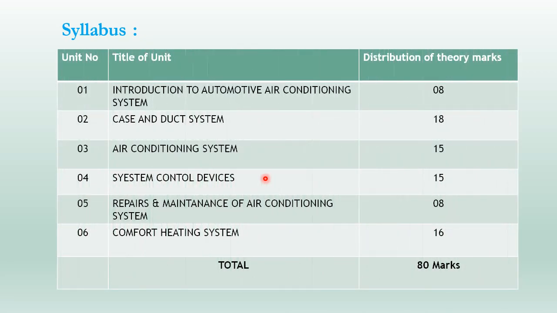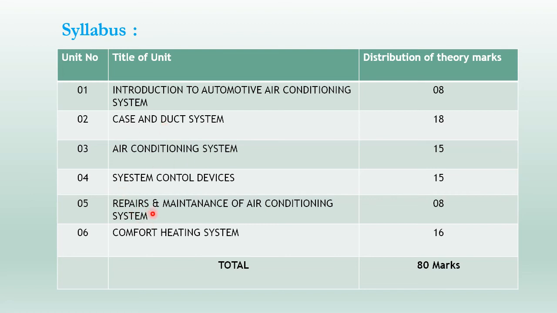Now let's have a quick view on the syllabus content. In your syllabus, there are total 6 units over there. The first one is Introduction to Automotive Air Conditioning Systems. Then we have case and duct systems. Then we have air conditioning system. Then we have system control devices. These devices are useful for controlling these first 3 systems, that is case, duct, your air conditioning and so on.